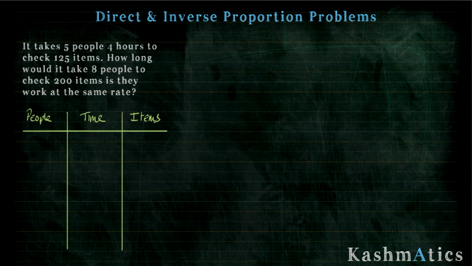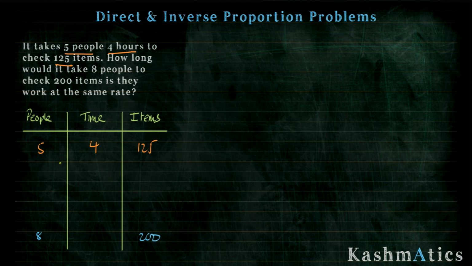Otherwise, carry on watching and I'll show you the solution. So this is what my table looks like. I need to keep track of the number of people, the time it takes, and the number of items. So let's just put in our information. So I've got 5 people, and it takes them 4 hours to check 125 items. Okay, and let's just see what we're aiming for. We're aiming for 8 people and we're aiming for 200 items.